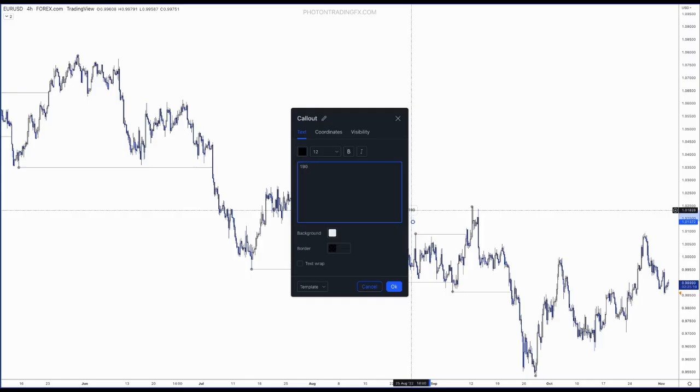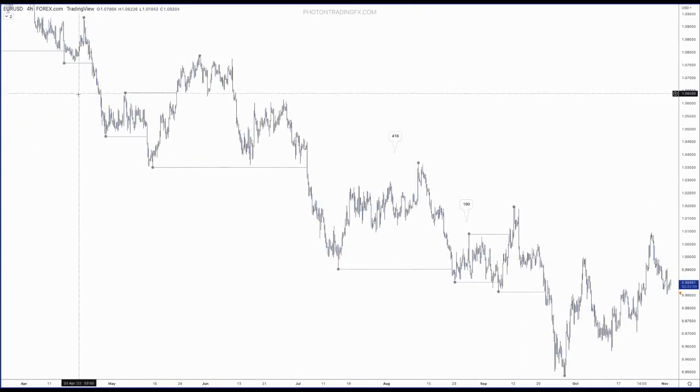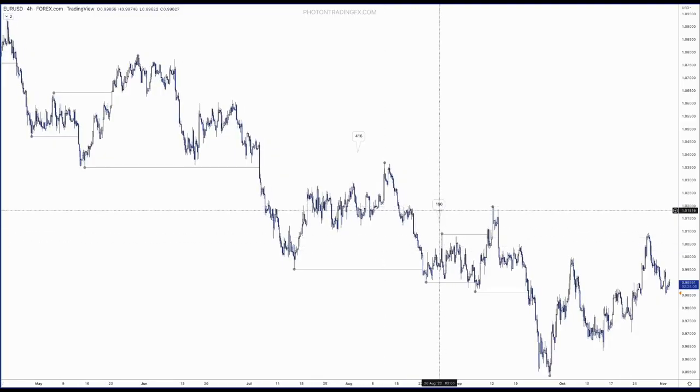Now, what you want to do is that for about, I don't know, 10, 15, 20 recent examples, and just measure what was the minimum pip size pullback you did. And let's say this was the smallest swing pullback you did out of all of them. You go, right, my minimum size is 190. That now becomes your current rule.